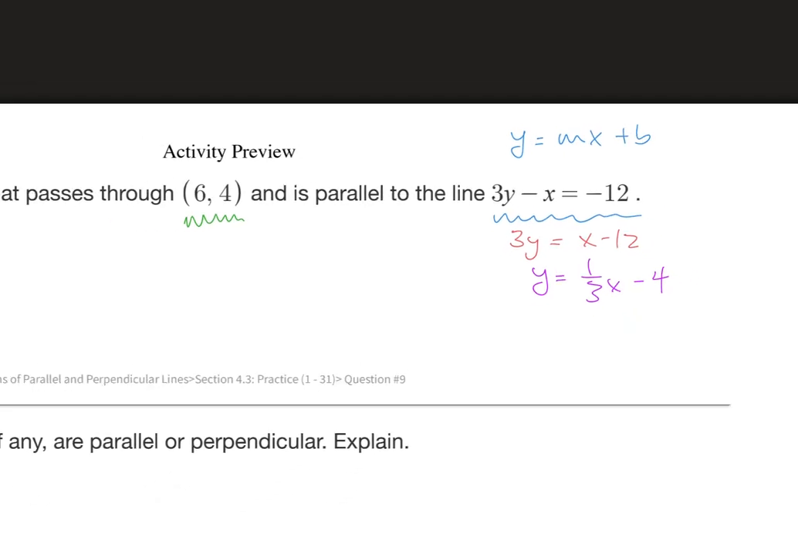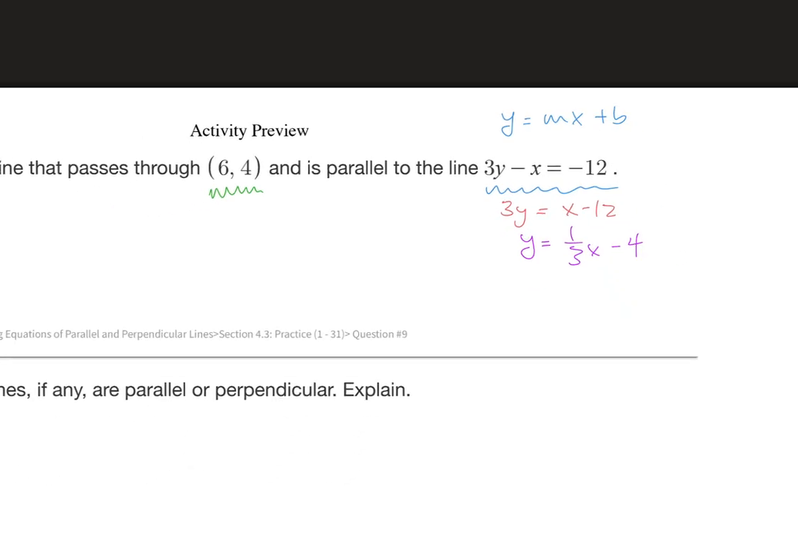So theoretically, I could do this. Y equals 1/3 x plus b and plug in this information. I don't have to do that. I could just instead do y minus y1 equals m times x minus x1. Plug in that point, use that slope. So here we go. Let's do that.